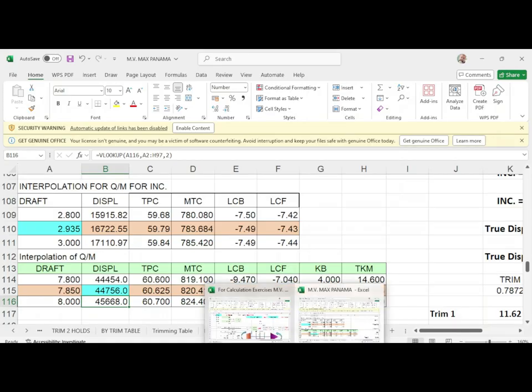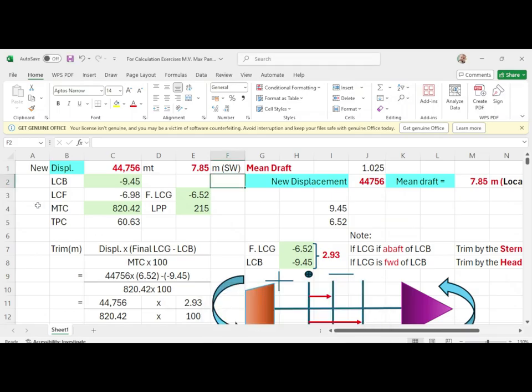You have here LCF is negative 6.98, and your MTC is 820.42.